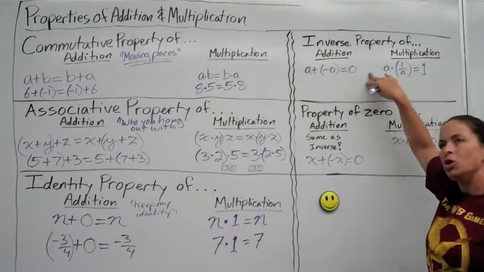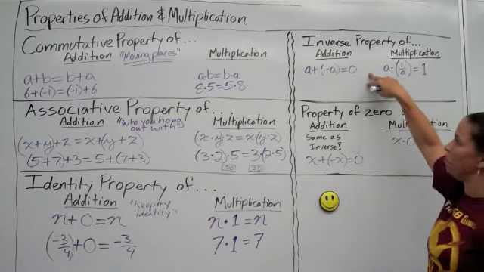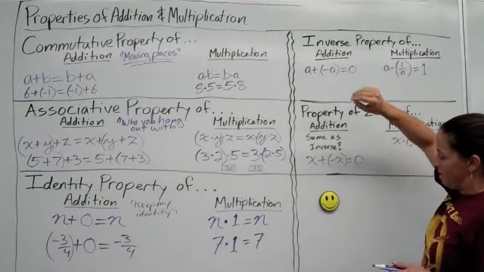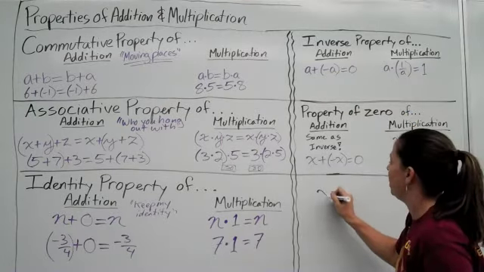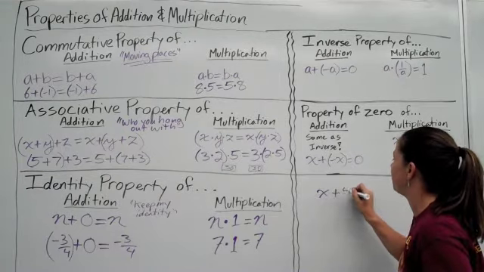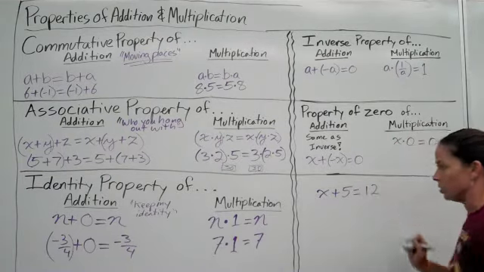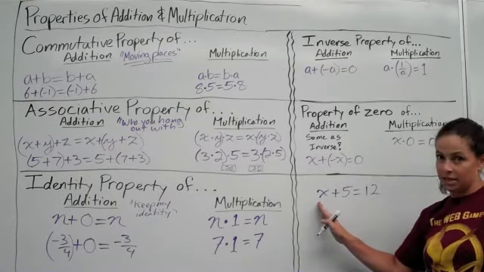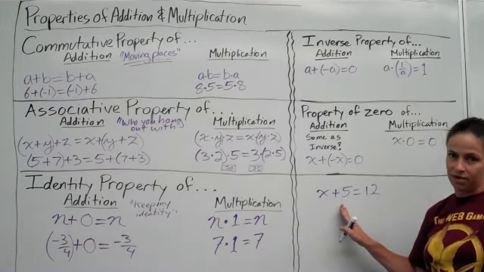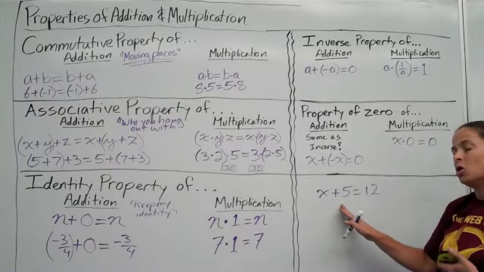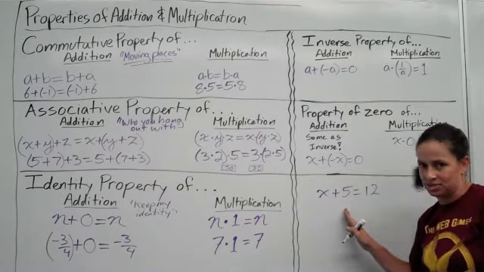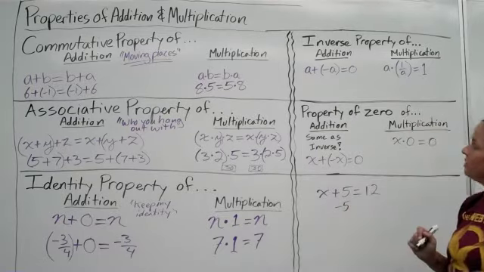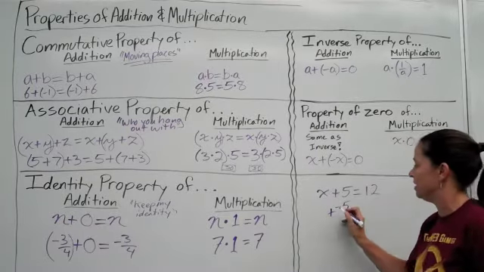Inverse property. You know when you're solving an equation, one or two step equations, and you want to get the variable by itself? Well, if I had, for instance, x plus 5 equals 12, and I want to do the inverse operation to get the x by itself, I would want to do the inverse of plus 5, which would be minus 5. Or you can think of it as adding the opposite of 5. So what's the inverse of plus 5? It would be minus 5, or adding a negative 5.